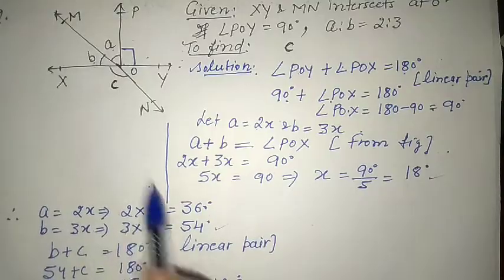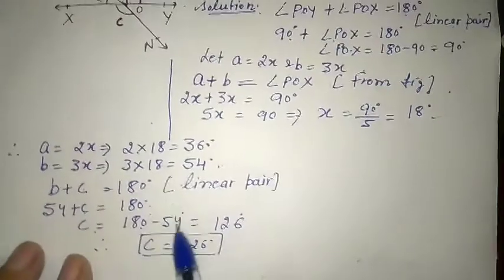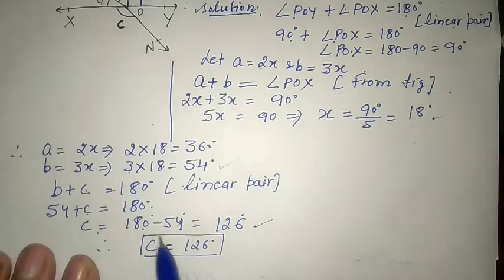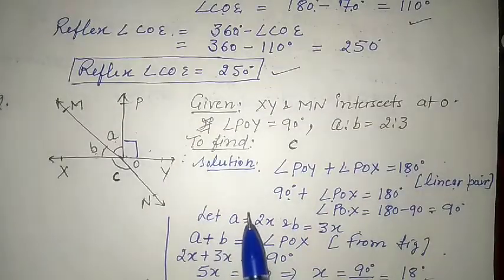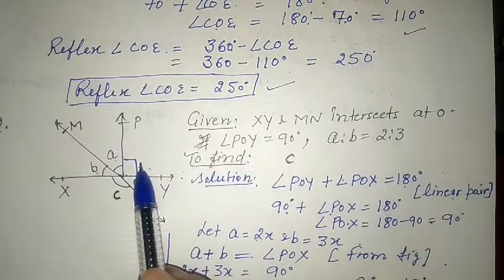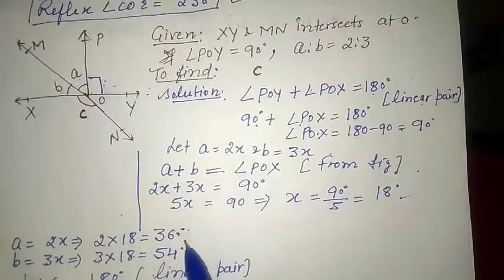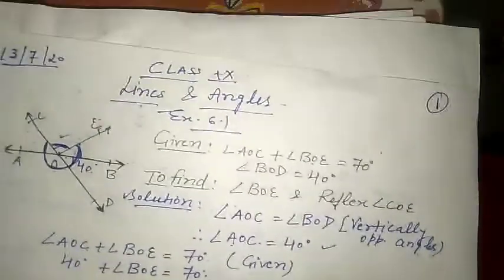So b plus c is equal to 180 degrees. 54 plus c is equal to 180. C is equal to 180 minus 54, that is 126 degrees. There are many methods to solve this kind of question. We can also find it using the vertically opposite angle of a plus c, so 90 plus 36; in that case we have to find 36. So more than one method can be used, and you can apply whichever is easy or convenient.